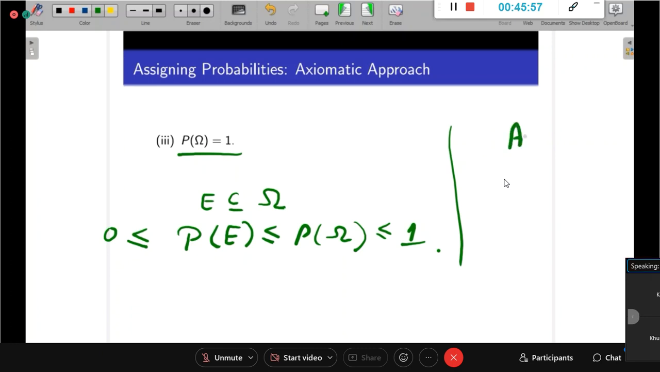So if A is a subset of B, you can prove that probability of A is less than or equal to probability of B. That is possible, right? You can prove that. How will you prove it? By using the countable infinite additivity, you will prove it.